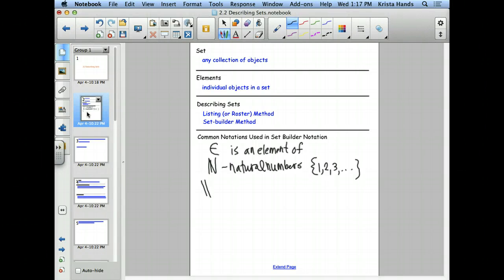Once we include the number 0, we call these the whole numbers, and that's a W with a double line. So whole numbers are just like the natural numbers, except we include the number 0.